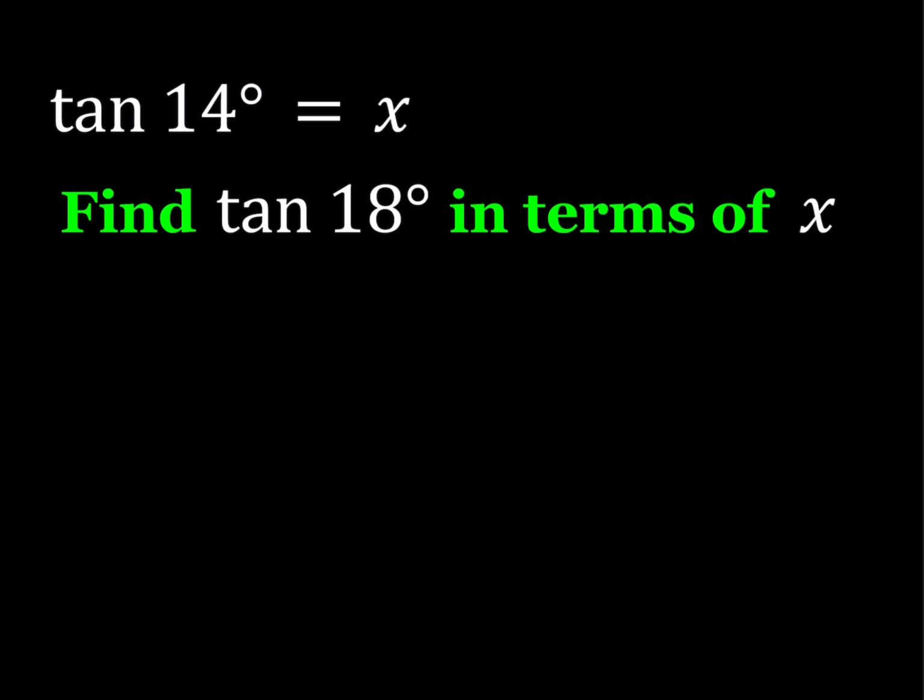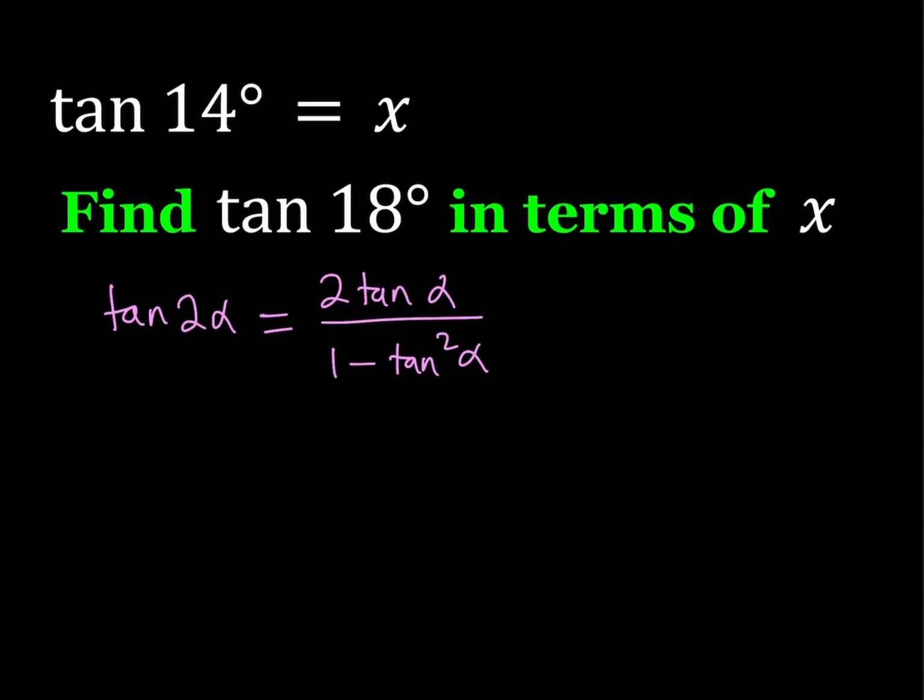Well, you probably already know the tangent 2 alpha formula, but let me just go ahead and write it anyway. So tangent 2 alpha can basically be expressed from the sum formula. This can be written as 2 tangent alpha divided by 1 minus tangent squared alpha. So this is called the double angle formula for tangent.